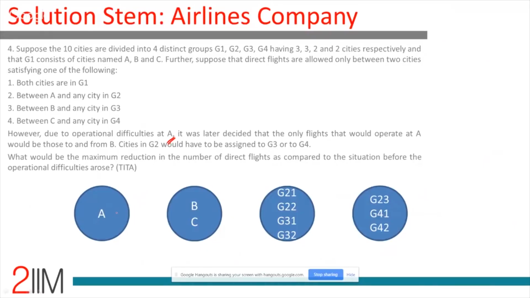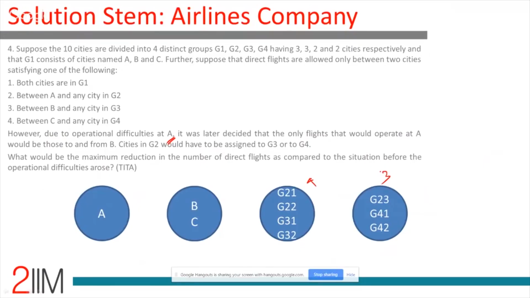Cities in G2 would be assigned to G3 or to G4. And what are the maximum reduction in the number of flights as compared to the situation before the operational difficulties arose? Think about this. I've mixed them arbitrarily. They're originally 2 and 2. I made it 4 and 3. 3 flights have been allocated. It would have been 3 and 4. It would have been 5 and 2. That does not really change the numbers. Let's take it in. Right?